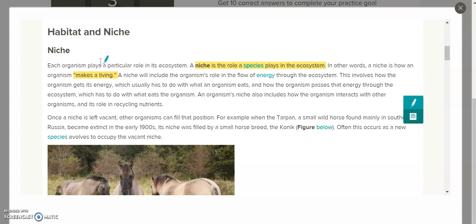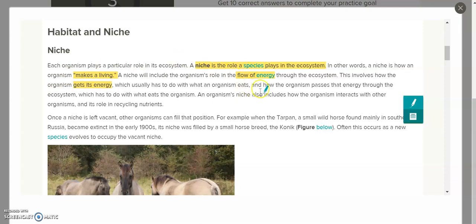So it will include the organism's role in the flow of energy. So we know that a what has the most energy available? Great job, a producer, exactly right. It also involves how the organism gets its energy. So if I'm a producer, I'm going to get my energy from where? The sun, very good job. And which usually has to do with what an organism eats, again, flow of energy, and how it passes that energy through the ecosystem, again, the flow of energy.